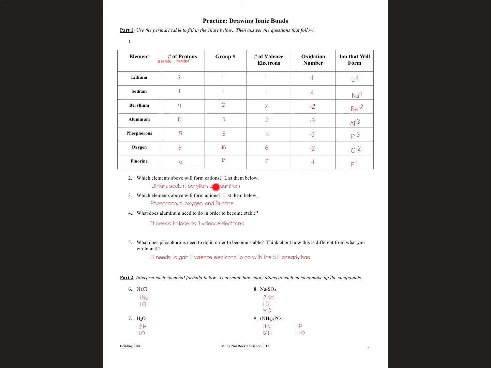Remember, cations are ones that have positive oxidation numbers. So let's highlight here. Cations would be lithium, sodium, beryllium, and aluminum. And anions would be phosphorus, oxygen, and fluorine. So what does aluminum need to become stable? It needs to lose those 3 valence electrons, so then its outer energy level is now full.